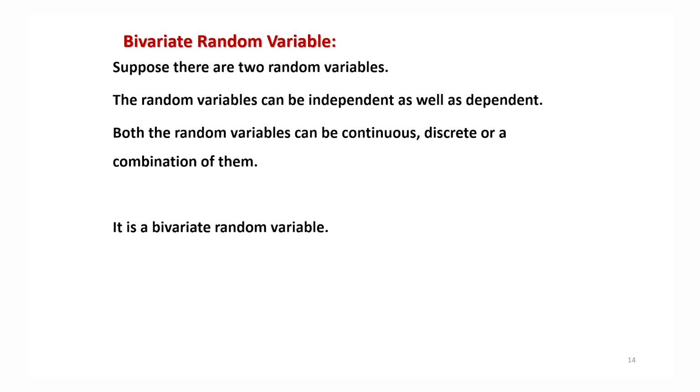And in both the cases, we have considered the univariate case. That means there is only one variable. Now we are going to consider a situation where the process is going to be affected by two random variables. So we call them a bivariate random variable. These two random variables may be independent, or they may be dependent.